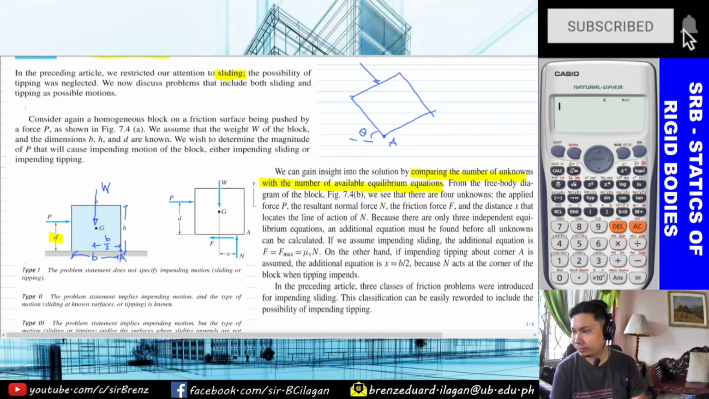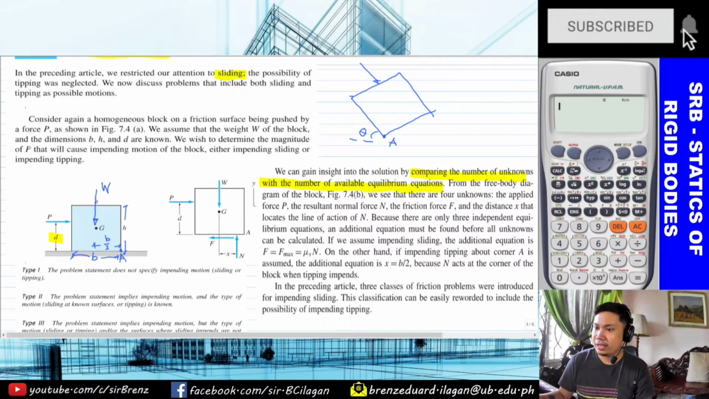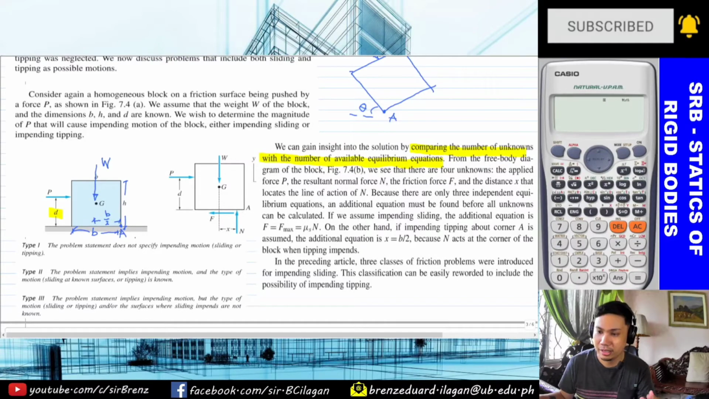Okay? So, in the preceding article, 3 classes of friction problems were introduced for impending sliding. This classification can be easily extended to include the possibility of impending tipping. So, again, meron tayong mga different types or category for this type of problem, which will include the tipping. So, meron ka ulit tatlong types.